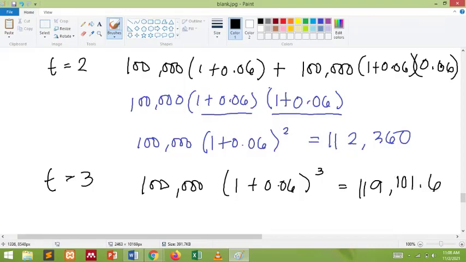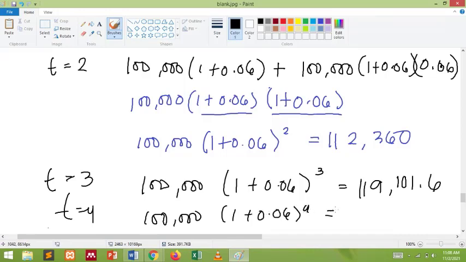119,101.6. Okay, now on the fourth year, it is going to be to the power of 4. 1 plus 0.06 to the power of 4 na siya. So, 1.06 to the power of 4 times 100,000. So, 126 thousand na ang kanyang pera.